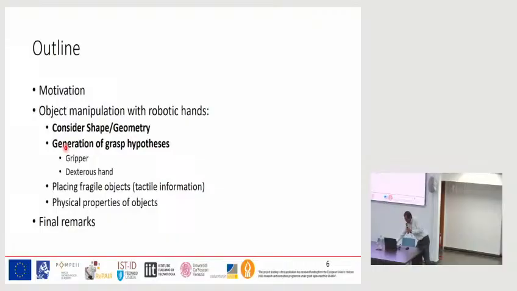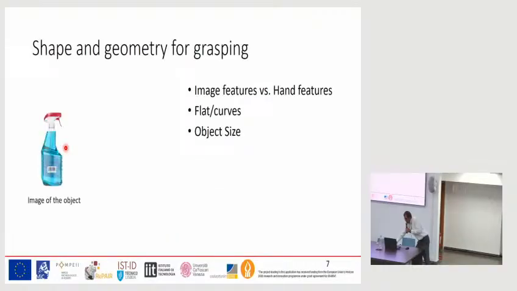So first, starting with the shape geometry for the generation of grasp hypotheses. Let's look at this image. Let's imagine that you want to grasp this bottle. What you have to do is consider the curves in the top part of the object, and compute some numbers that allow you to actually grasp the object. We have to look if the object is flat or not, if it has some curves, and what the size is. We have to match the size of the object to the size of the hand. That's the main idea here.